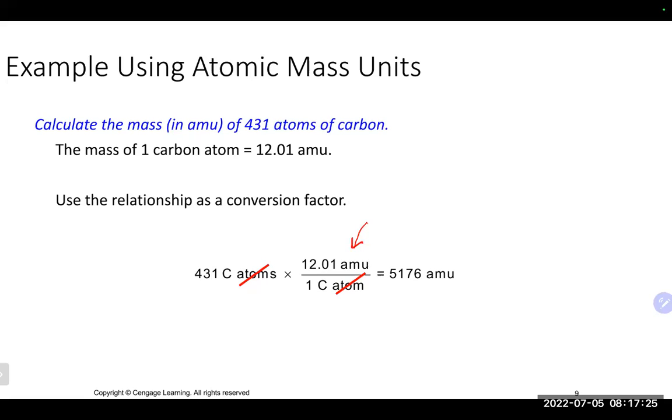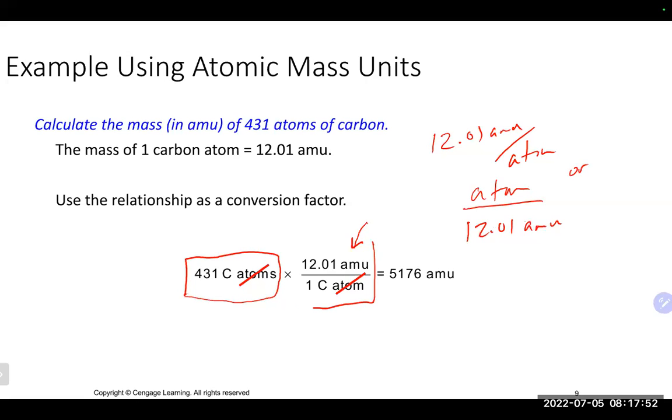If we had 431 carbon atoms, we could go to the periodic table and, once again, use that number as 12.01 AMU per atom. And you can use it like a conversion factor like that. You could also flip it around and have an atom up on top, which would be 12.01 AMU. So here we're going to take our 431 carbon atoms and multiply it by what we get from the periodic table. Here the atoms cancel, and it gives us something like 5176 AMU. Obviously, you can use the conversion on the other page there to convert it into grams if you would like to.